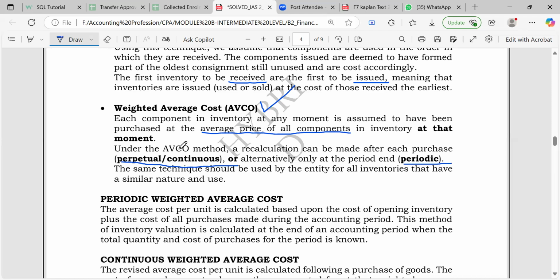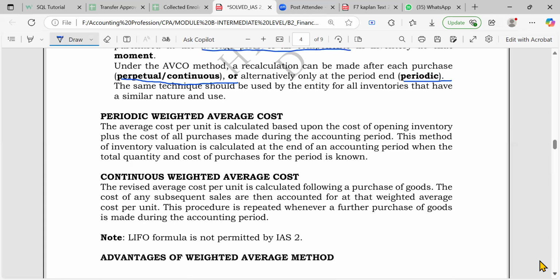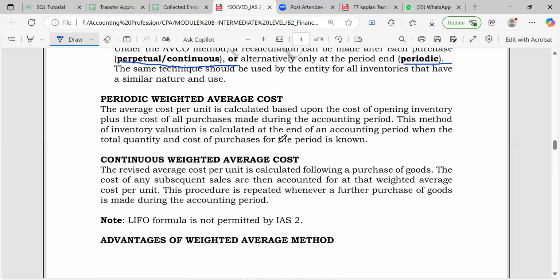But if it is periodic, you could say, okay, maybe I'm dealing with it on a monthly basis. So it's just like that. Maybe you can just look a bit at the periodic weighted average cost and the continuous one. I think you've also spoken about it. When we speak of periodic, let's deal with continuous first. Periodic, it's easy.